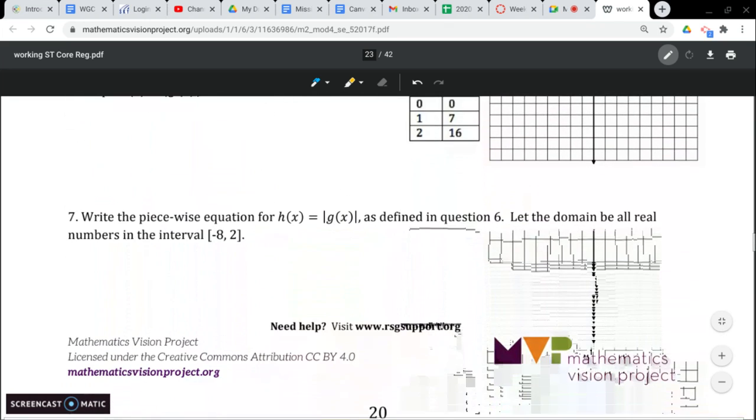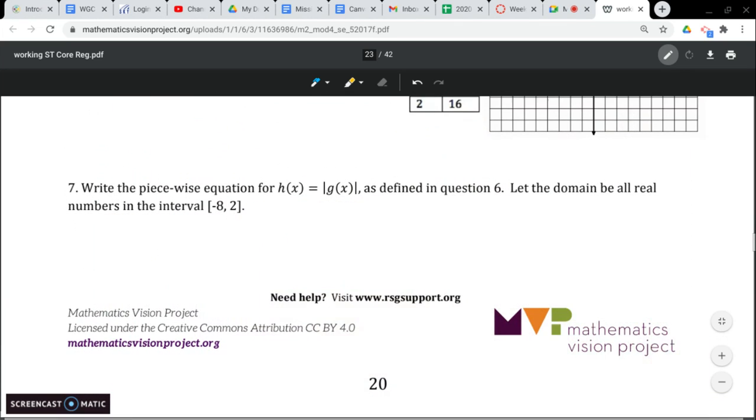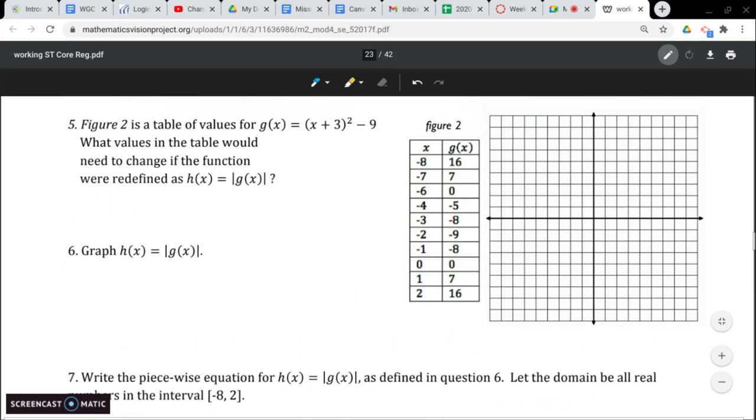All right, number 7, write the piecewise equation for h of x equals the absolute value of g of x as defined in question 6. So question 6, well, question 5 technically, we have this equation right here.